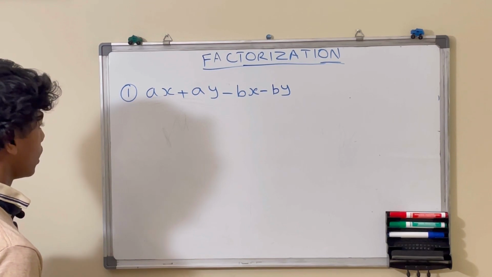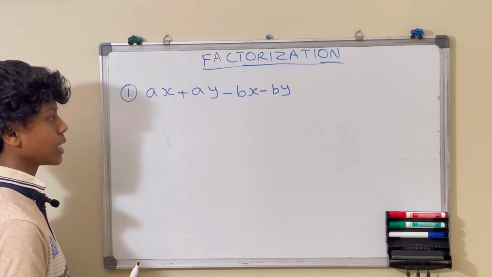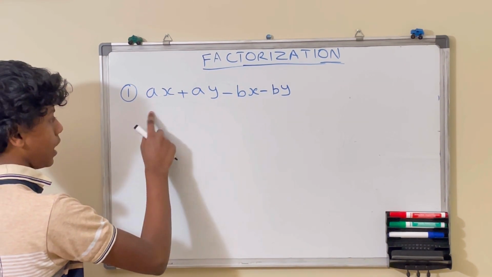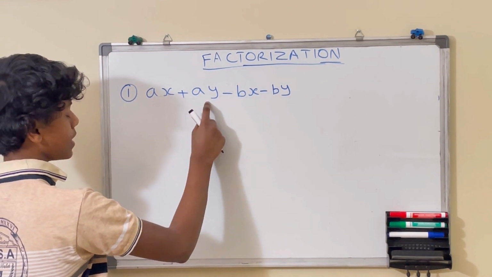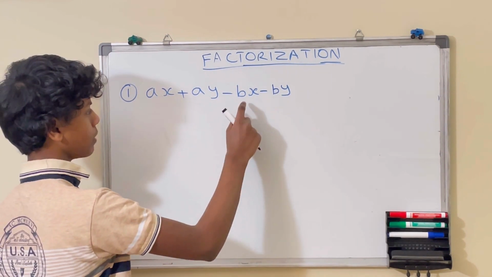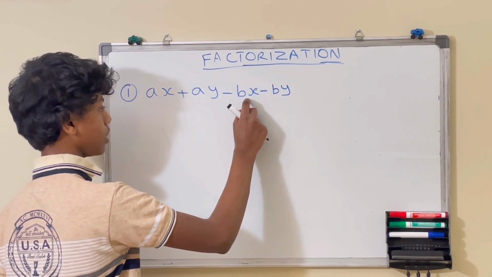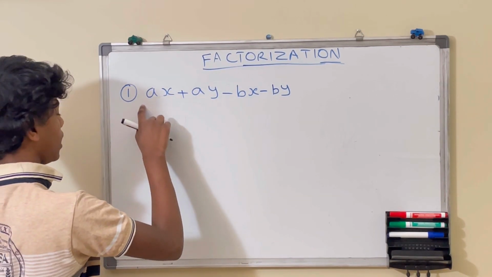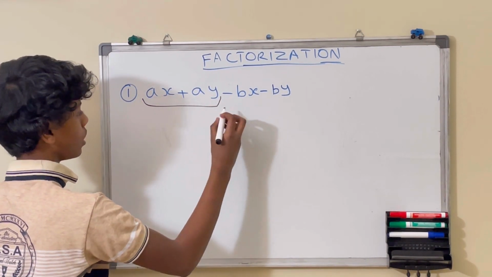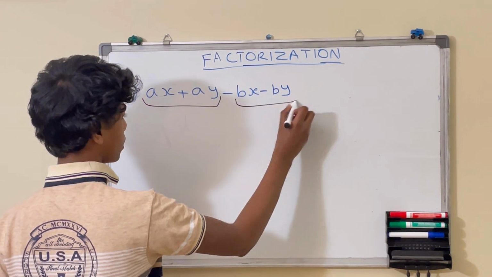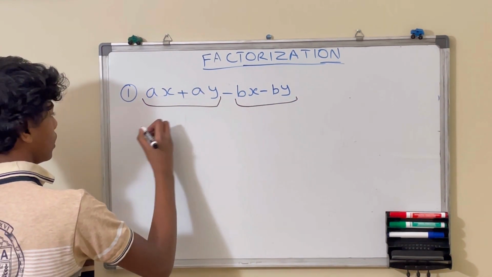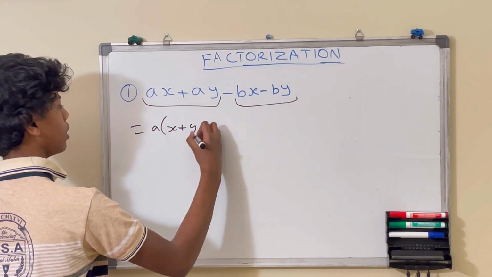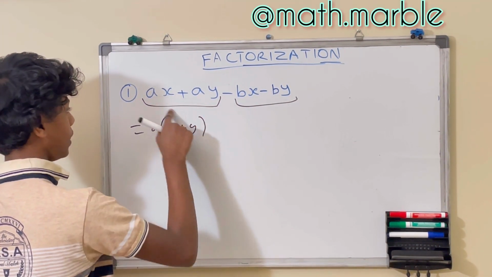So question 1. ax plus ay minus bx minus by. So here we see we have a common of a in the first term and the second term, and for b we have b common in the third term and the fourth term. So what we can do is we can just factor out a. We can split this up into one part, and we can split this up into 2 parts. So this becomes a multiplied by x plus y, because when we distribute, it'll equal this.